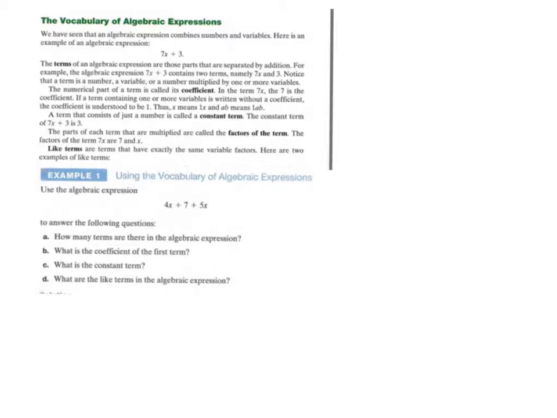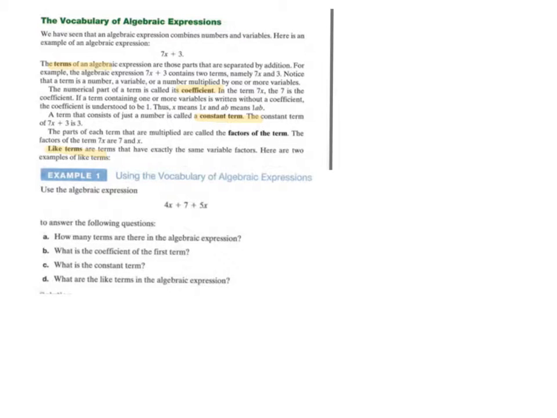Right, there are a few definitions that you need to know, and they're up here: terms, coefficient, a constant term, and like terms. So the first thing I want to do is look at those individually. Terms are those parts of an expression that are separated by addition or subtraction signs. Coefficient is the number that's in front of any variable. And if we don't have any variables with it, that's called a constant term.